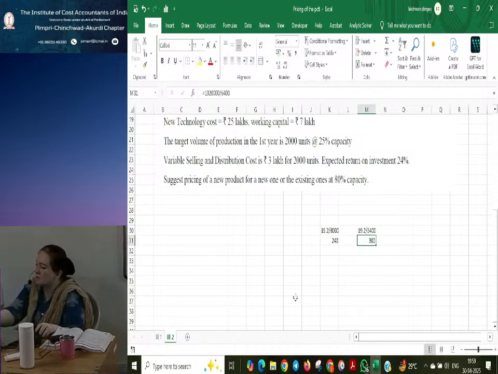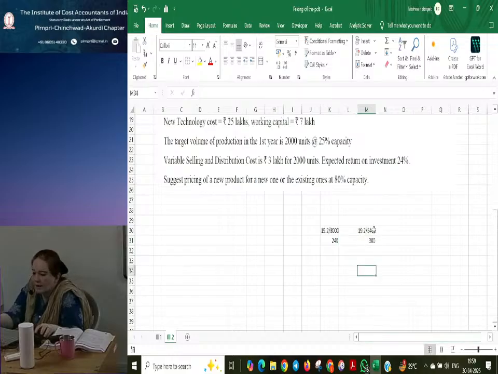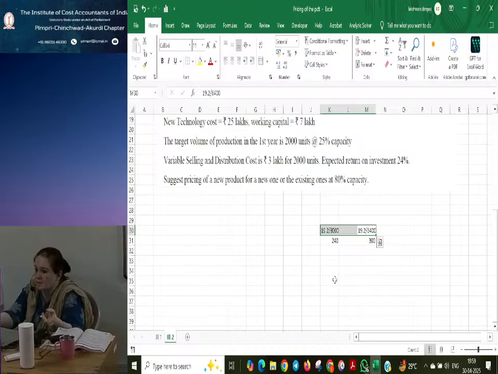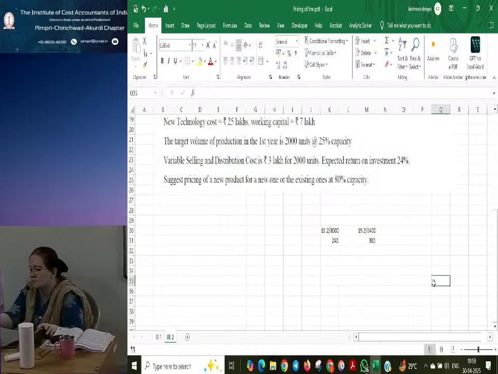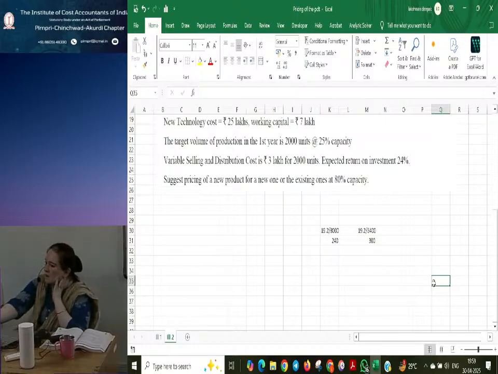See, 60 rupees, there is a difference. So that is why capacity utilization has an impact on the fixed cost per unit of production. It is clearly visible from here. Got it? Any doubts? You don't want me to work it out, right? It's very simple and straightforward.